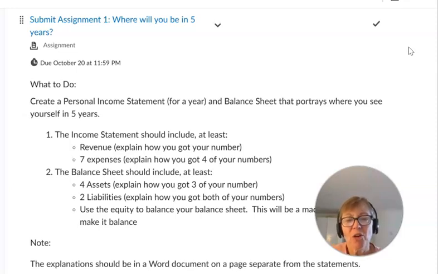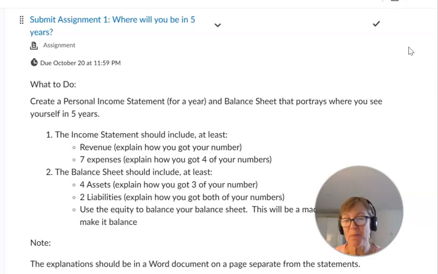Okay, so create your personal income statement for a year and then the balance sheet that portrays where you see yourself in 5 years. So your income statement, of course, we need a revenue number. And the revenue number that you'll use is, again, in 5 years, how much money do you want to be making? So we're going to put your salary or your wage as the revenue number. So again, for 12 months or 26 pay periods, how much revenue or income are you going to have or are you going to hope to have?